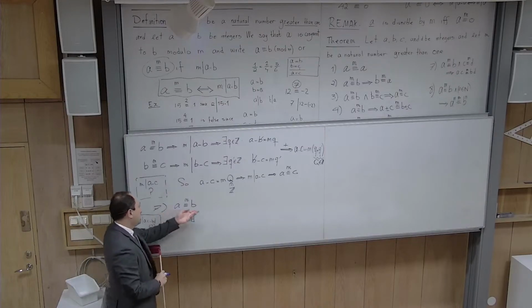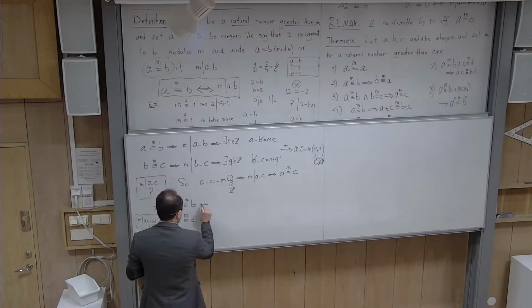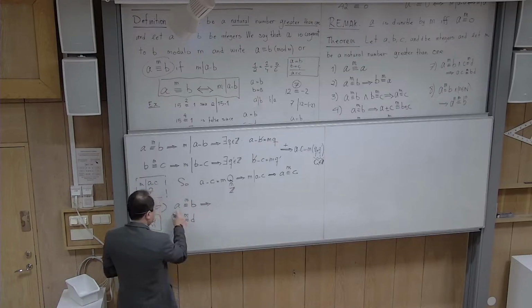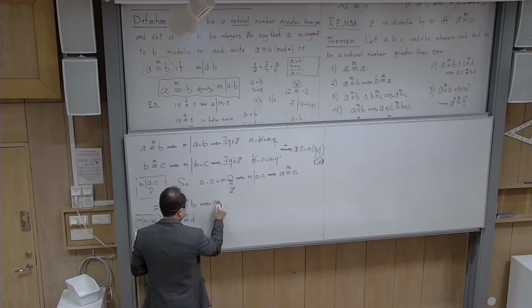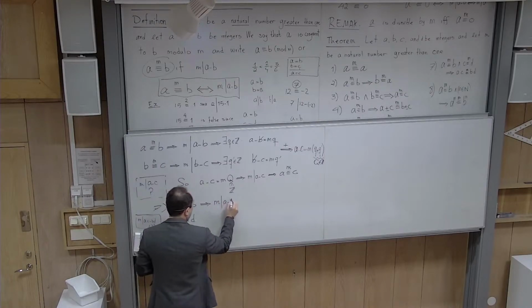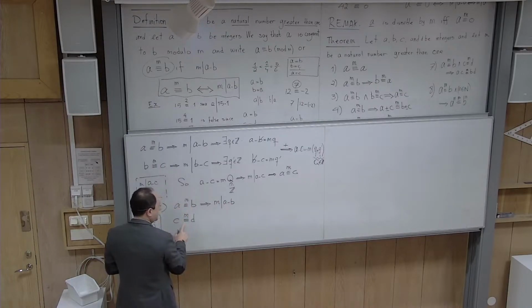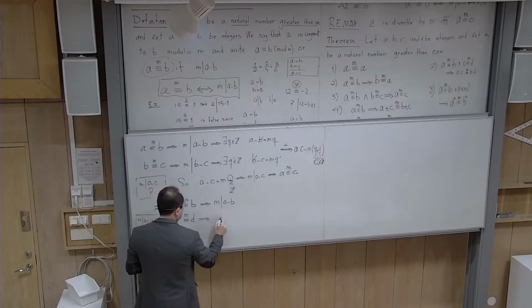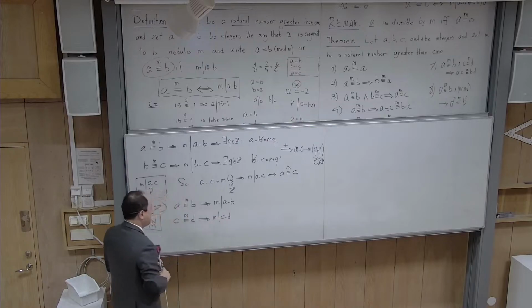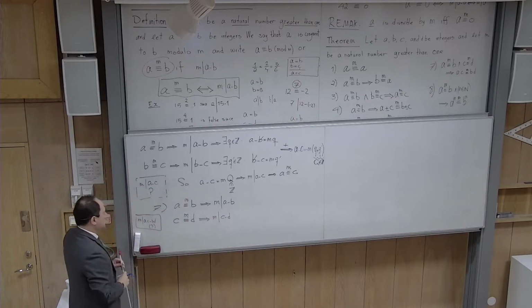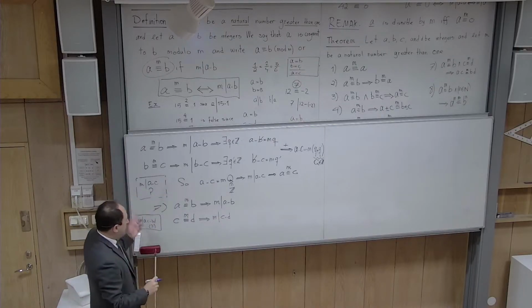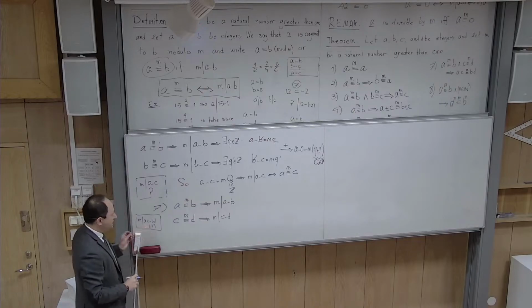But again, I have to translate this because there is nothing I can do about it. If you ask me what is the meaning of this sentence, it is nothing except that m divides a minus b. If you tell me what is the meaning of this sentence, it means that c minus d is divisible by m.